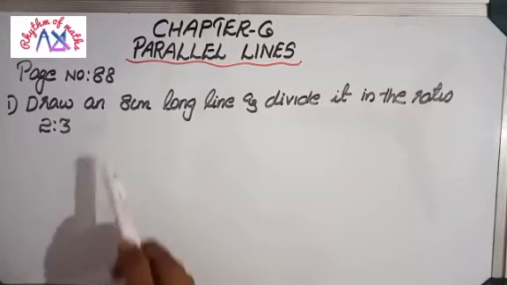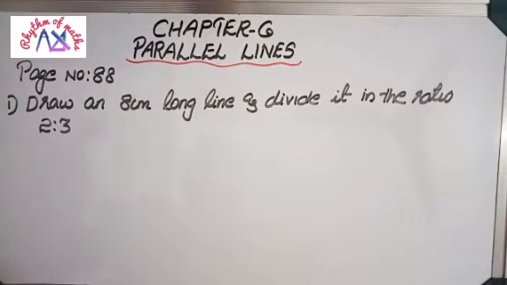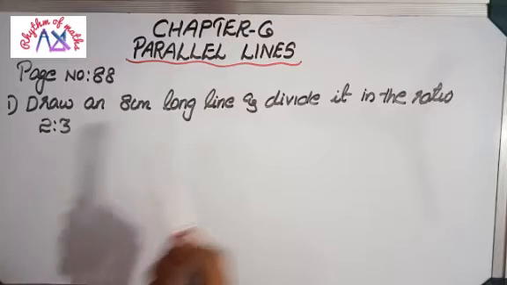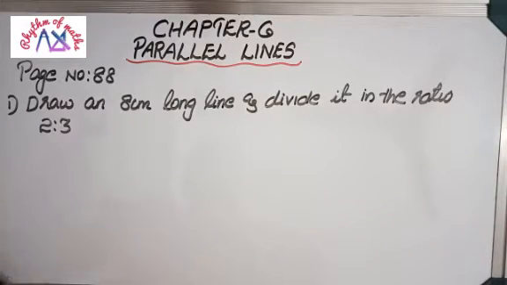The question is: draw an 8 centimeter long line and divide it in the ratio 2 is to 3. We have to draw just an 8 centimeter line, and that line we have to divide in the ratio 2 is to 3. The ratio is given, it is not given how much part you have to cut. So for that we have to use this concept. First of all, the method is very important. This is a construction question, and it is very sure for the second term exam.